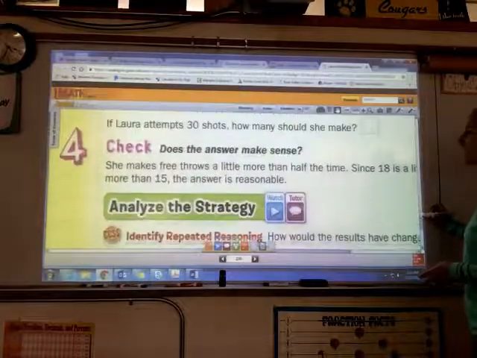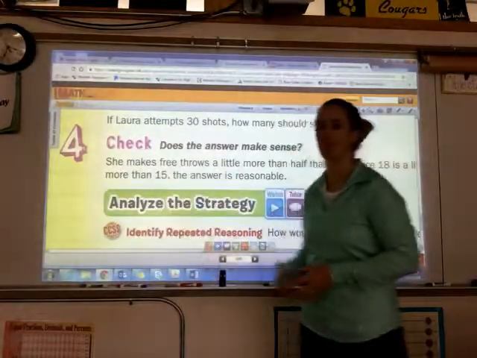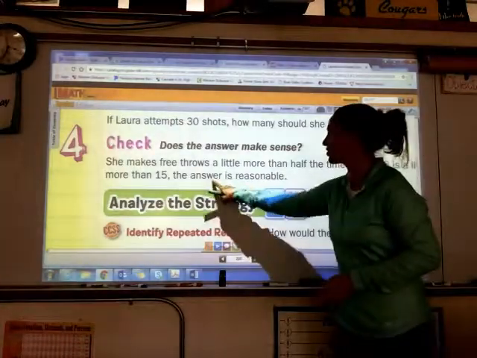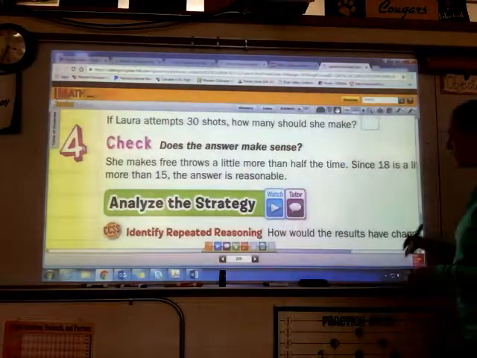So 18 is a little bit more than 15. Again, 15 would be half of 30, and 18 is a little bit more than that, so our answer is reasonable and does make sense.